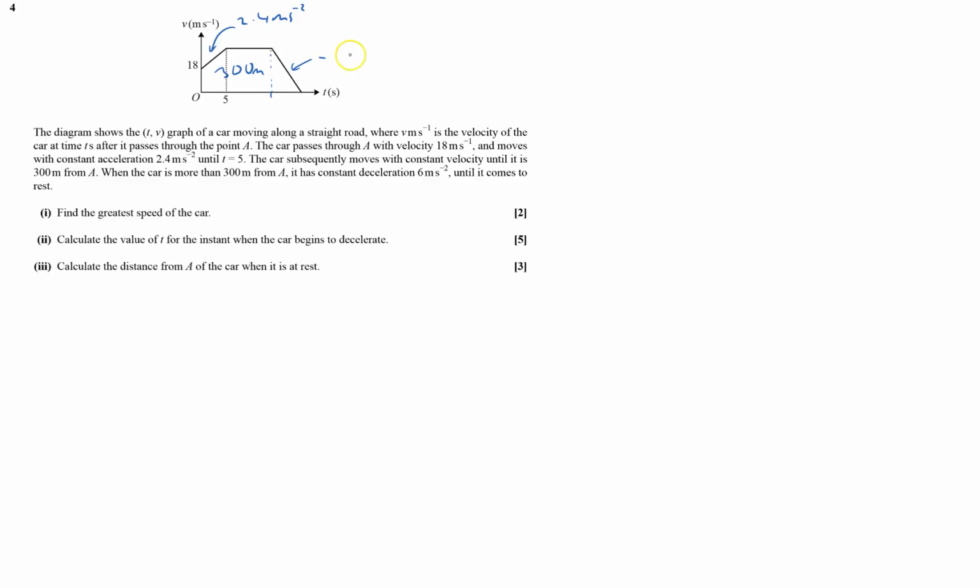That's minus 0. No, it's minus 6. It's negative 6. Times rest. First off, find the greatest speed. Greatest speed is here. And to do that, I'm going to use the gradient.